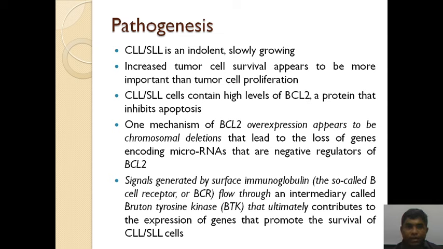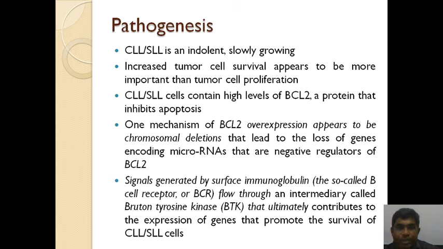In this, increased tumor cell survival appears to be more important than tumor cell proliferation itself. This is because they have increased levels of BCL2, which is a protein that inhibits apoptosis. So BCL2, as you would have learned in the general path class, is a protein which is important in the apoptotic pathway. In CLL, there is increase in this BCL2 protein, which inhibits apoptosis, resulting in increased cell survival and increased number of these circulating lymphocytes.